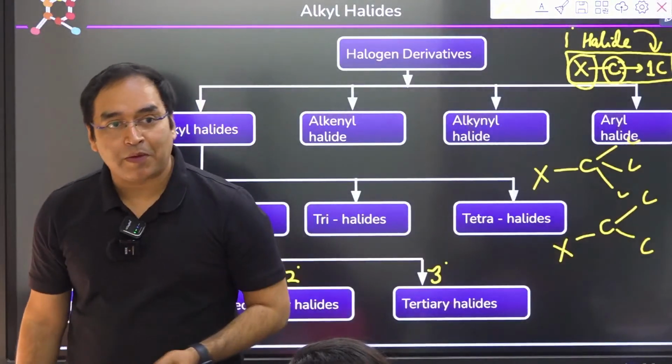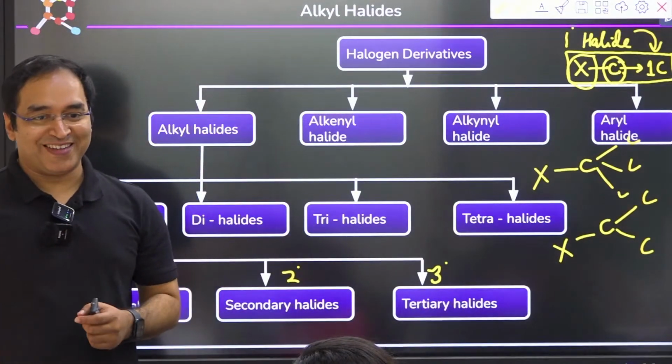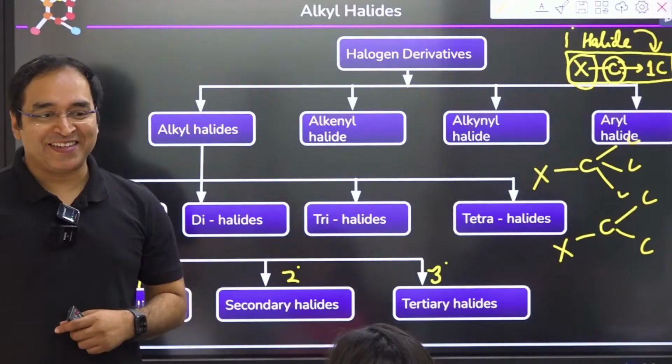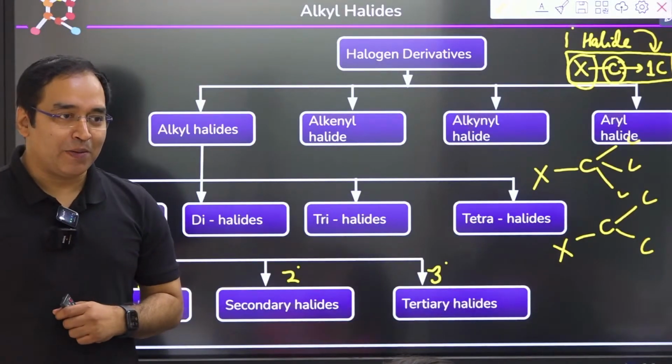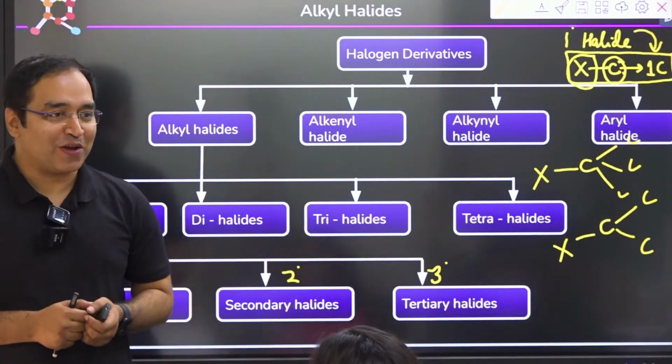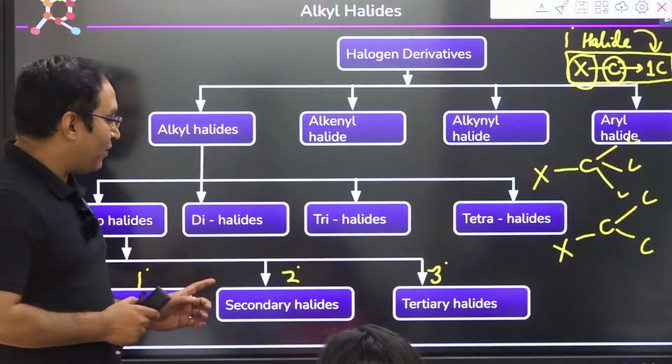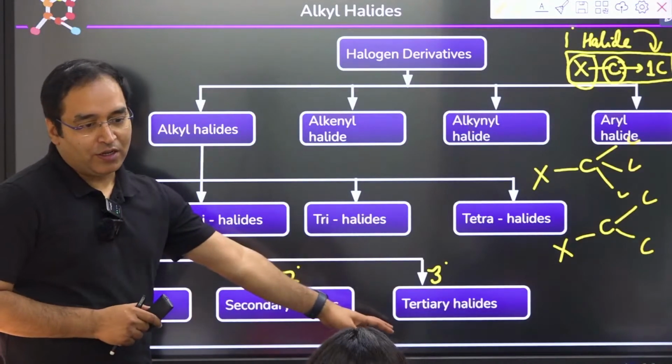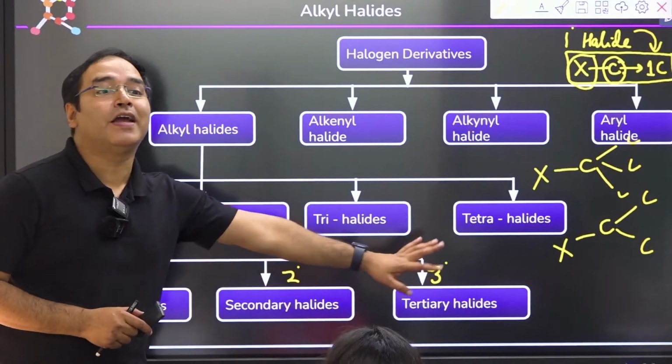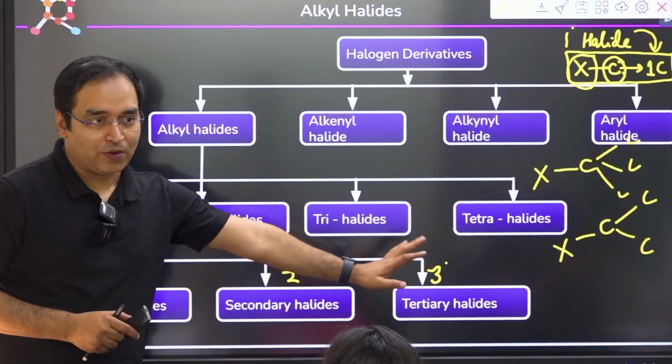And if any carbon is attached with 4 carbons, it cannot get a halogen. Why not? Because with 4 carbons, where will you bring the X from? Is that okay? That's why we have primary, secondary and tertiary. We do not have a quaternary halide kind of situation. Is that okay?